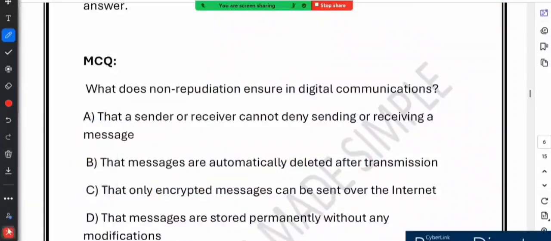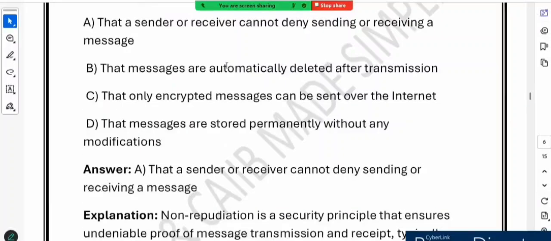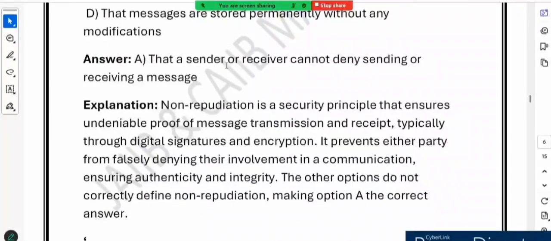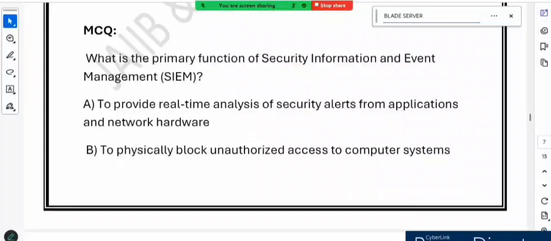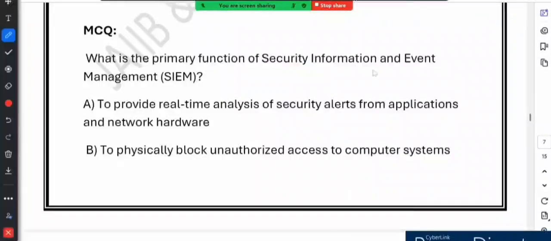So what we learned from the discussion is that non-repudiation simply means ensuring proof of communication, so that no one can deny it later. It is achieved using digital signatures, encryption and secure logs. It prevents fraud and false denials in online transactions. For example, signing a contract digitally: once signed, you cannot deny it. That is called non-repudiation.